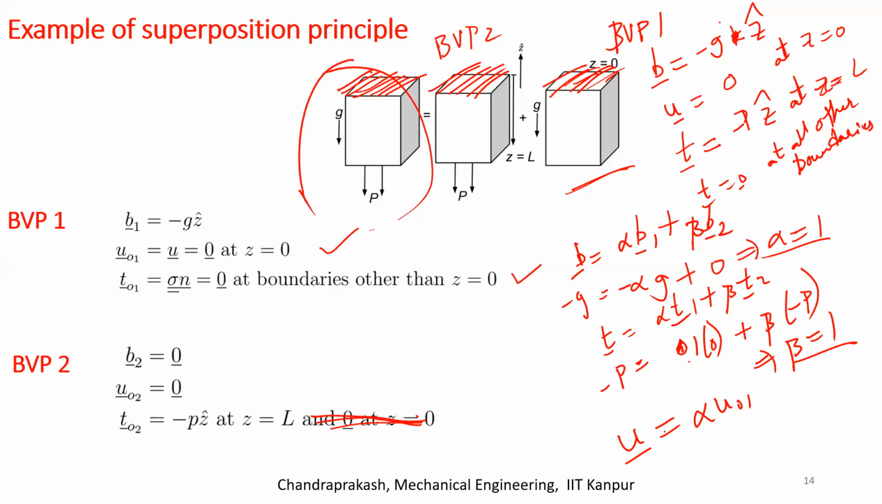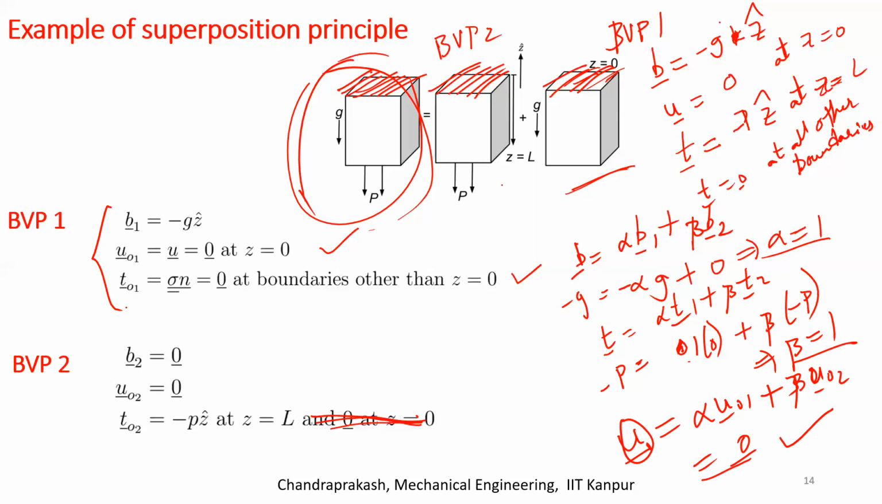So alpha times u0 one plus beta times u0 two. Both u0 one and u0 two are 0. U is also 0 at the top, so this is 0 and this is fine. So I can clearly split this problem, the given problem, in terms of two boundary value problems. And as you will see, these problems are actually very easy to solve.